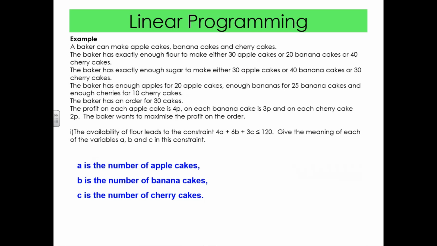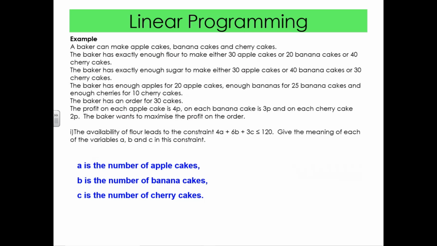We can do the same thing for the sugar. For the sugar, we've got exactly enough sugar to make 30 apple cakes, 40 banana cakes, or 30 cherry cakes. So again, I'm looking for a number that is exactly divisible by 30 and 40. So 120 works for that as well, or 1,200. Just looking at the apple cakes, suppose we only make apple cakes, we can make 30 of them. That is times by 4 again to get that maximum.